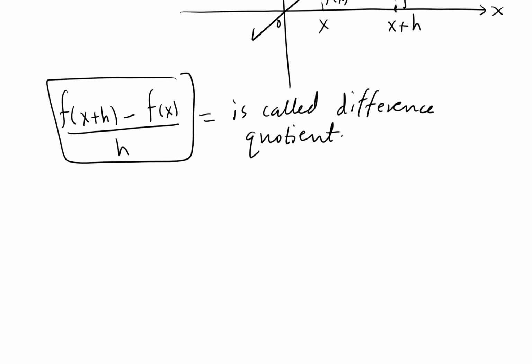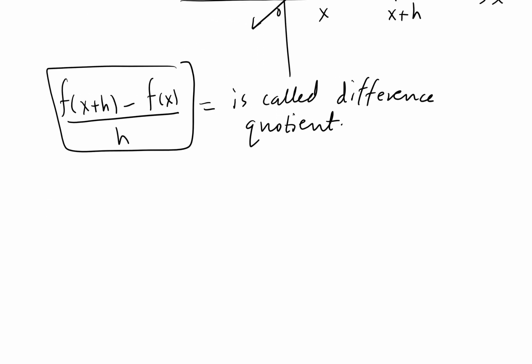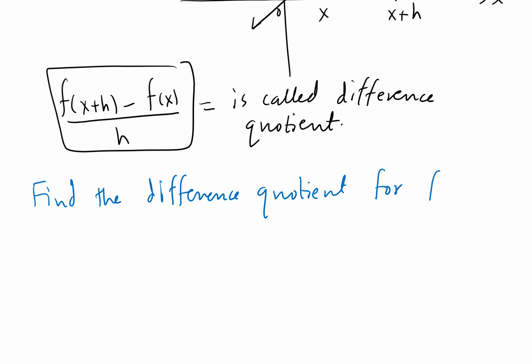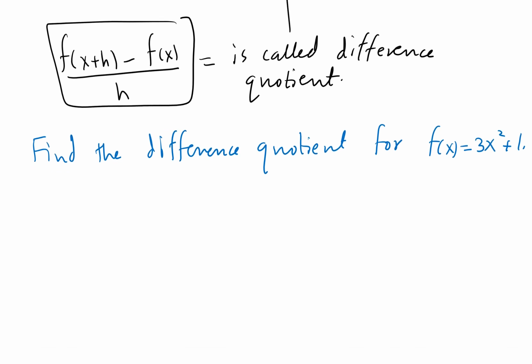Okay, so let's look at an example. Find the difference quotient for the function f of x equals 3x squared plus 1. The way I always do it, I first write it down, f of x plus h minus f of x. That's the formula for the difference quotient.